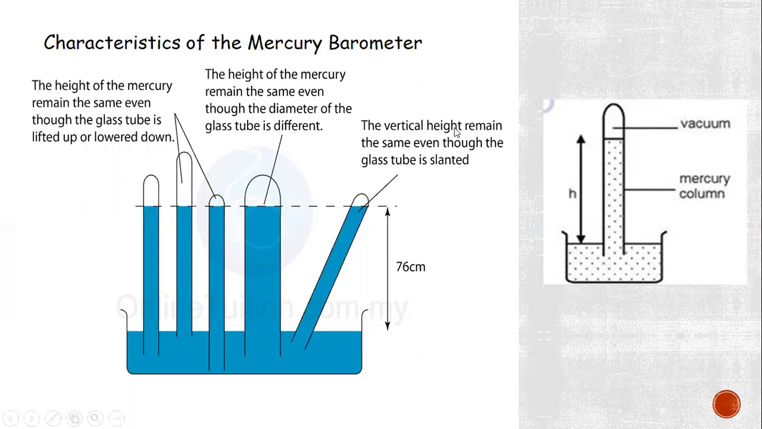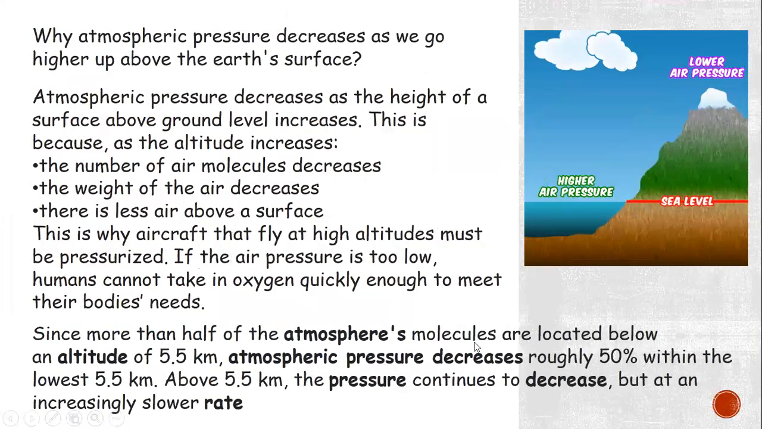The vertical height remains the same even though the glass tube is slanted. It should be slanted such that the open end does not come out of the mercury. So it is found that whatever is done, the length of the mercury column always remains the same, that is 760 mm of mercury. Okay, now the next question is why atmospheric pressure decreases as we go higher above the Earth's surface.